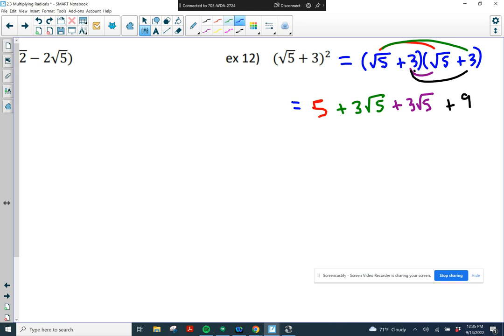Okay, let's put it all together. 5 plus 9 is 14, so those are like terms. 3 radical 5 plus 3 radical 5 is 6 radical 5, and we are finished.